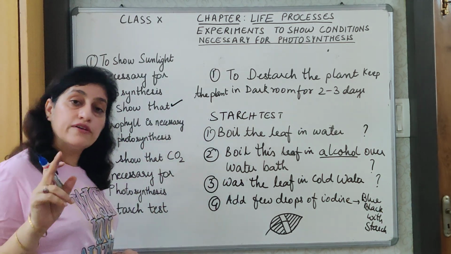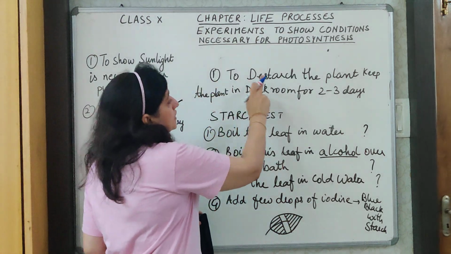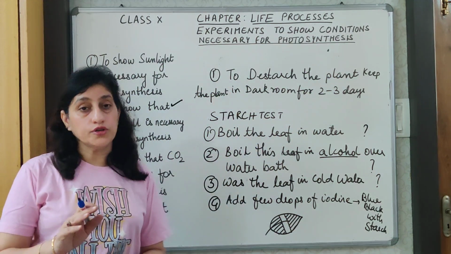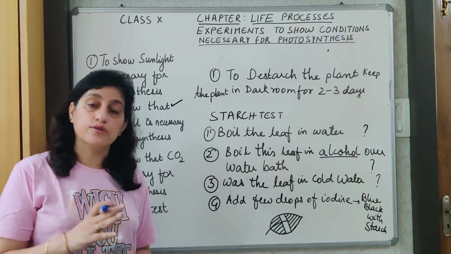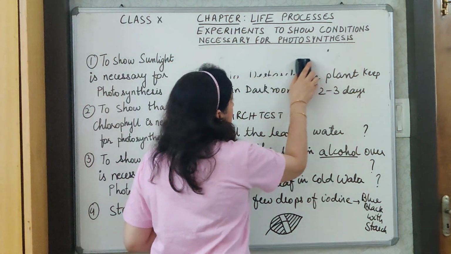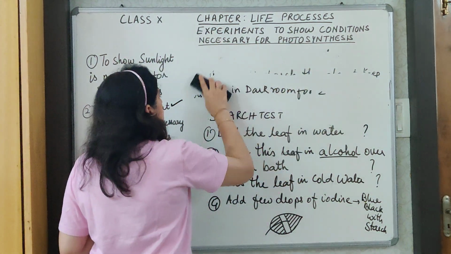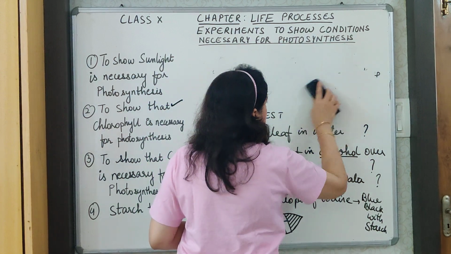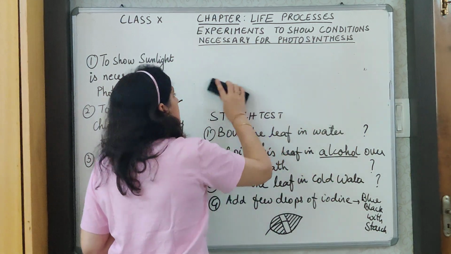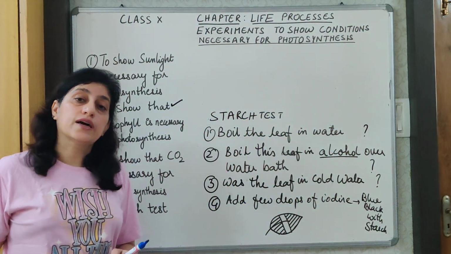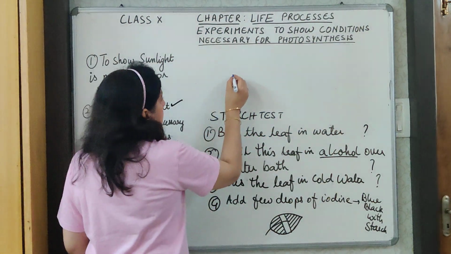As I told you, my first step will be to de-starch the plant by keeping the plant in a dark room for 2 to 3 days, because we have to remove the starch. After the plant has been de-starched for 2 to 3 days, the pot is brought in sunlight and kept in sunlight for 5 to 6 hours so that photosynthesis can take place.